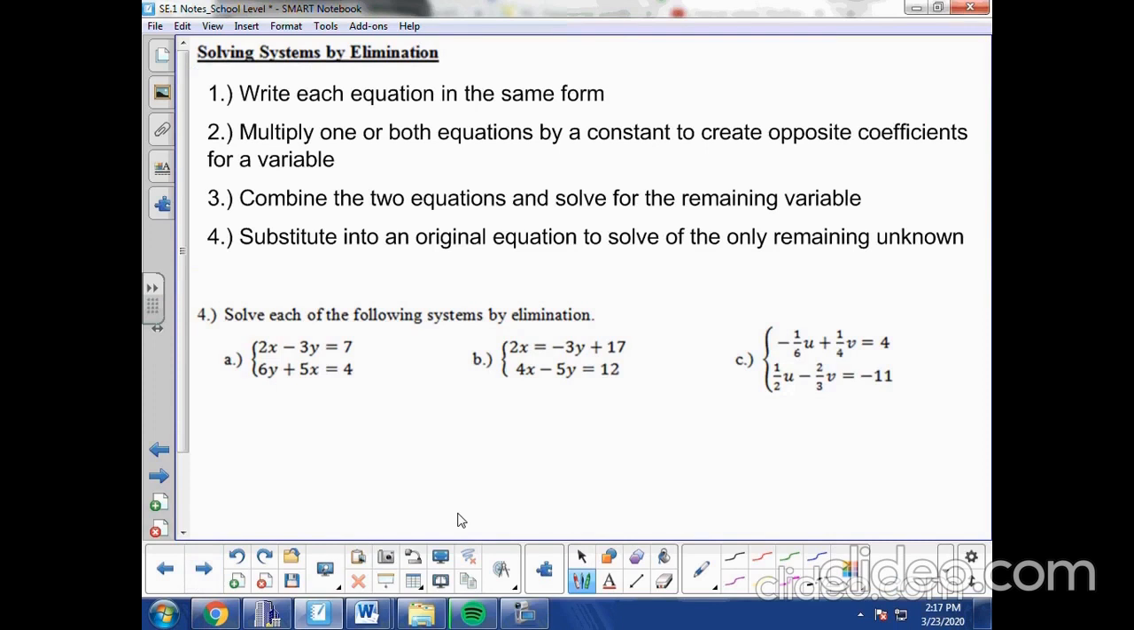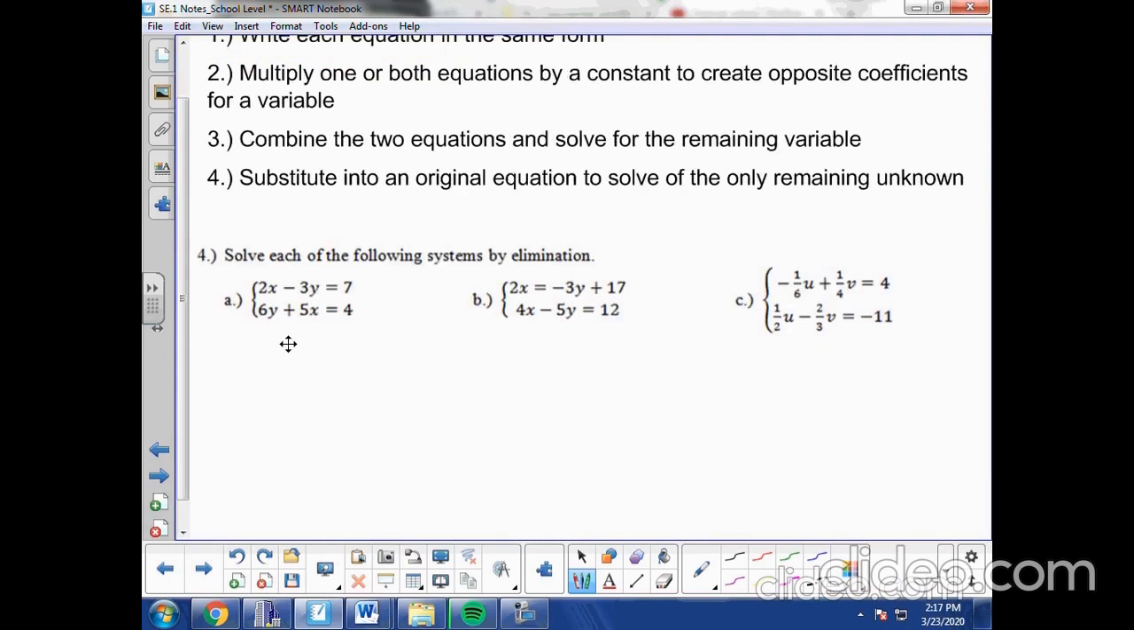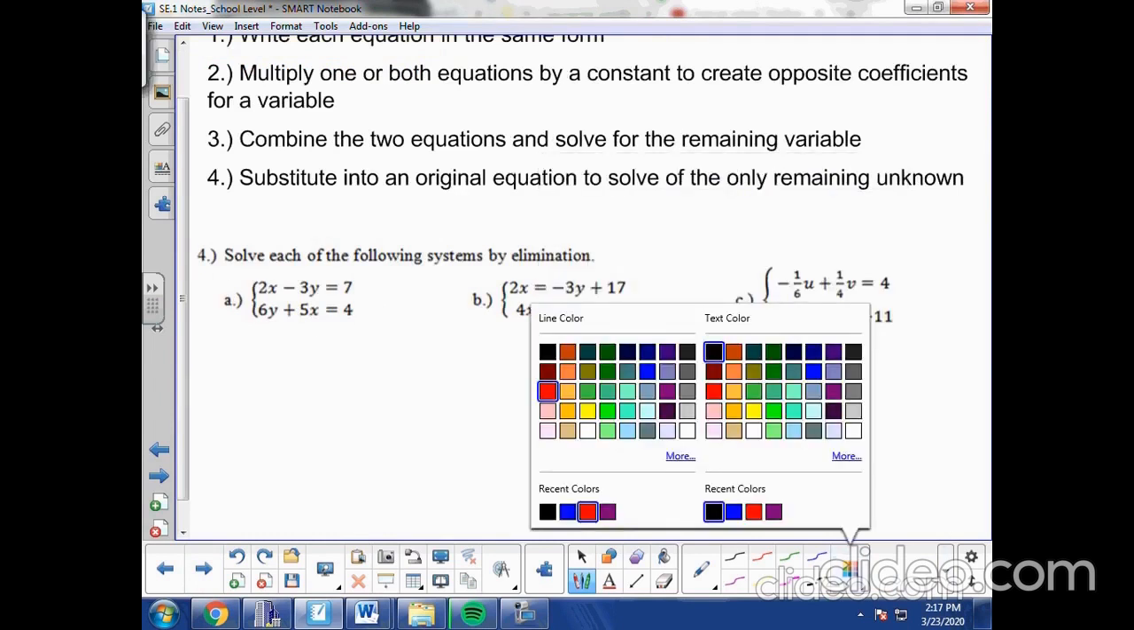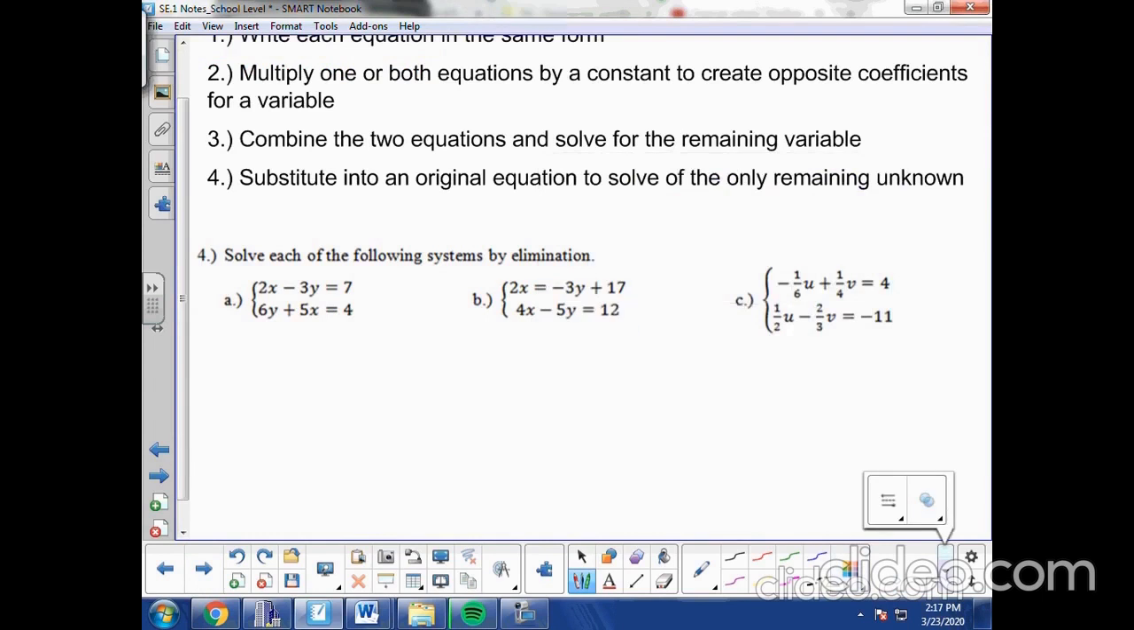So first, it says write each equation in the same form. So notice that in 4a, these are similar looking equations, but they're not in the same order. We want them to be in the same order. So I'm going to rewrite the second equation to match the first. 2x minus 3y equals 7. Then 5x plus 6y equals 4. So just reordering the terms.